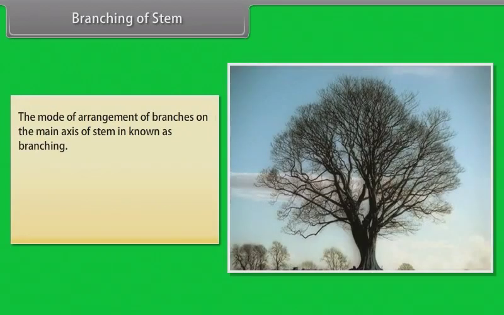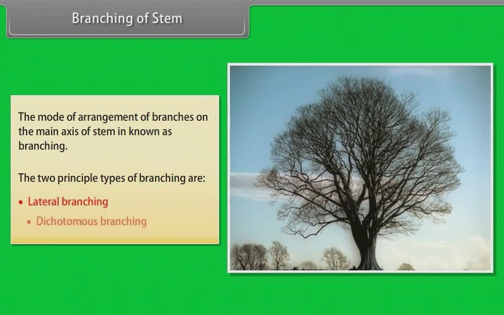Branching of stem. The mode of arrangement of branches on the main axis of stem is known as branching. The two principal types of branching are lateral branching and dichotomous branching.